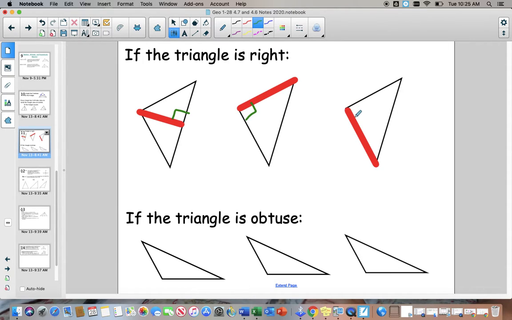And then if it's obtuse, we have the potential. So this one is inside, but this one you can see is going to be outside. So most of the time what they'll do is represent that with a dotted line, just to represent it outside. And that's going to form a 90-degree angle.